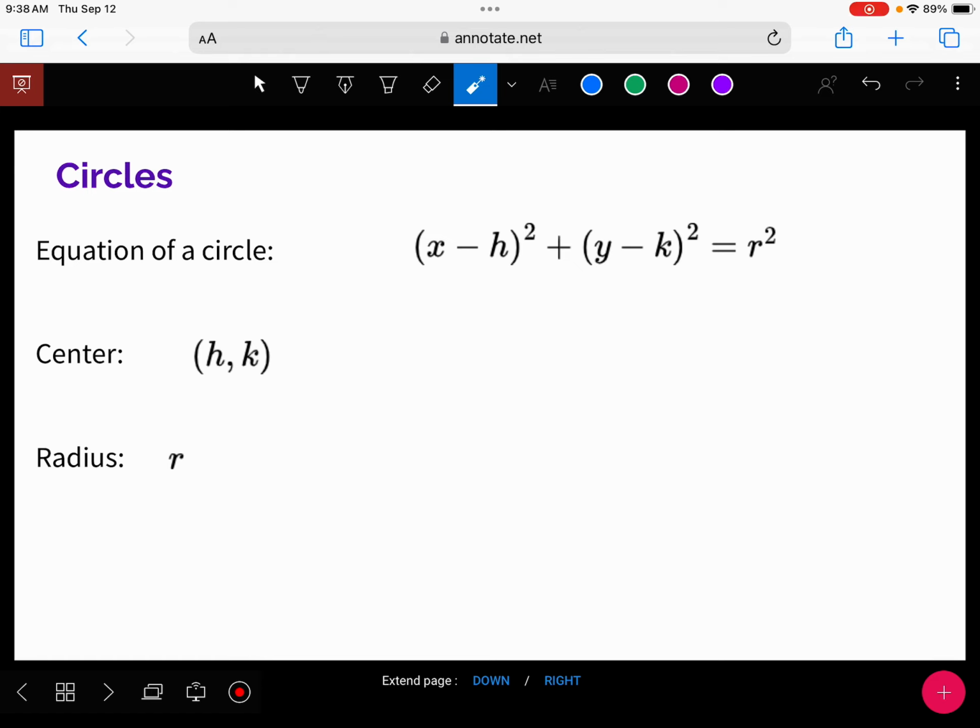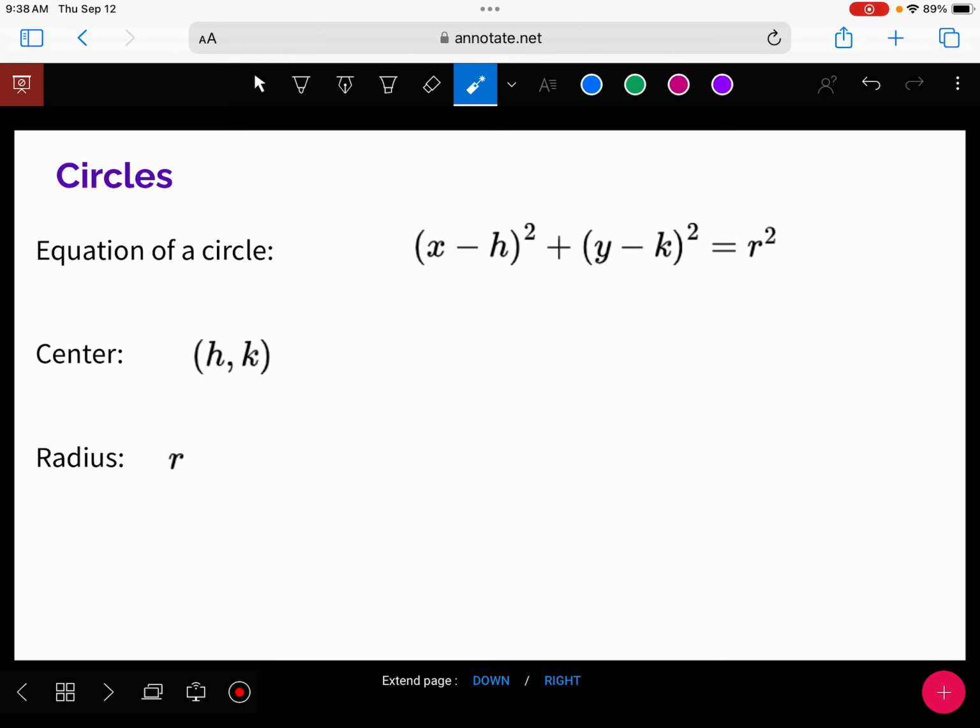Alright, so x minus h, quantity squared, plus y minus k, quantity squared, gives us our radius squared. Make sure we pay attention to those pieces. Our signs inside our parentheses are always going to be opposite for our center. And this is always the radius squared. Super important.